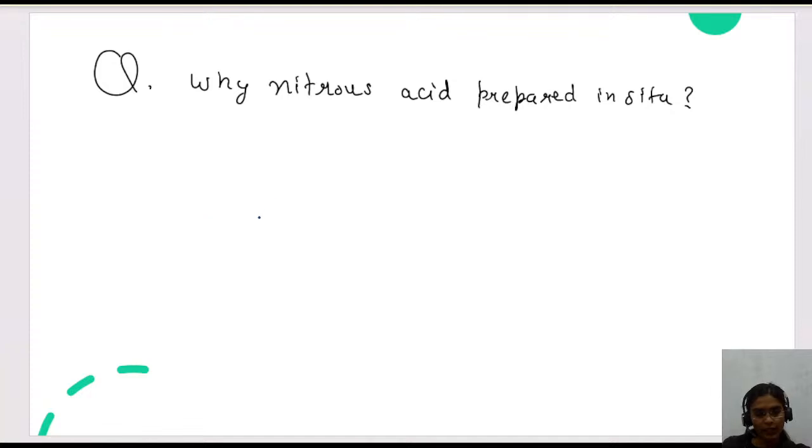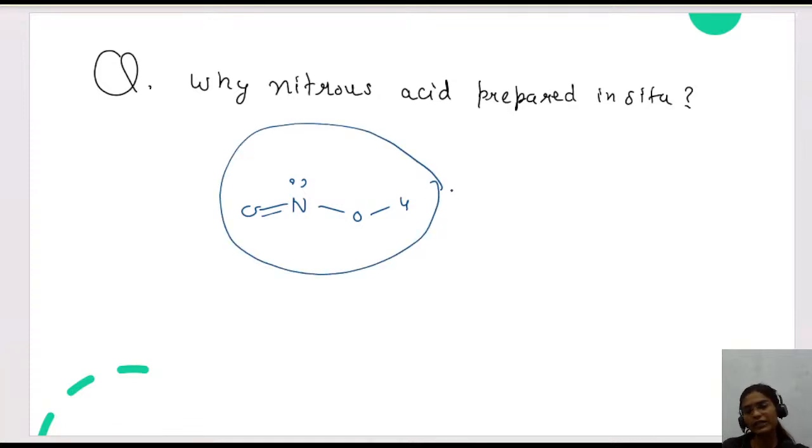So you can say this is N double bonded to oxygen and again OH. Do you know that this is not a very stable acid? This is an unstable acid. It means it quickly forms and then it decomposes. Suppose it is already prepared in a laboratory, and after some time it decomposes. We don't want a decomposed acid, we want fresh acid. So what is the issue with direct use? The nitrous acid which is already prepared is unstable and not good for use.